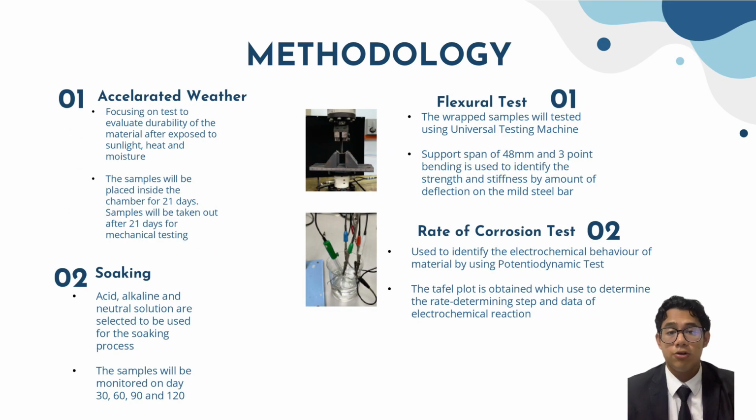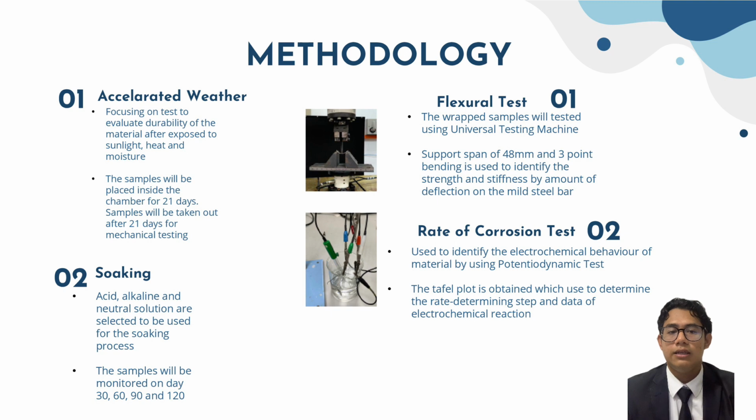Let's move to methodology, but this is for the conditioning of the sample. There are 2 conditions that will be used throughout this final year project, which are accelerated weather and also soaking. Accelerated weather focuses on testing to evaluate the durability of the material after exposure inside the chamber involving sunlight, heat and also moisture. The sample will be placed inside the chamber for 21 days, and after the 21 days, the sample will be taken out of the chamber to do mechanical testing.